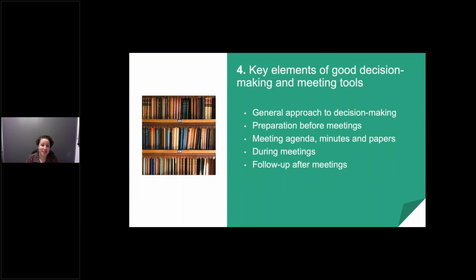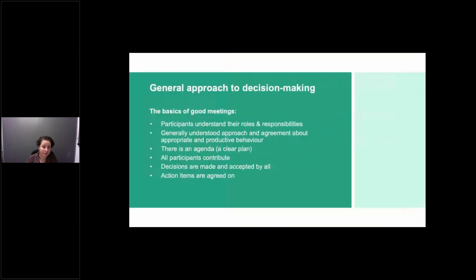So, key elements of good decision making and some meeting tools. We're going to talk about that in the next section here. So we've talked about the different roles on the committee, and now we're going to talk about how a committee can make decisions. We're going to look at the general approach to decision making, including what should happen in meetings, how we use those standing orders that I mentioned in an earlier slide, and how that can help support the processes within the meetings. And we're also going to look at what you should do before meetings, during the meetings, and afterwards as a follow-up.